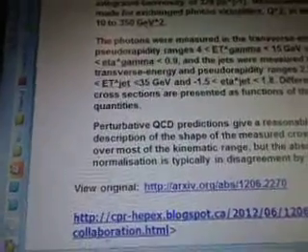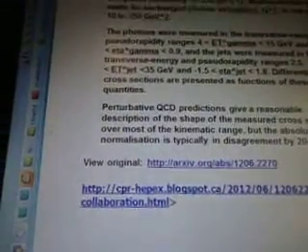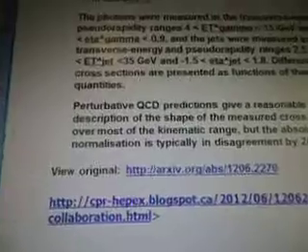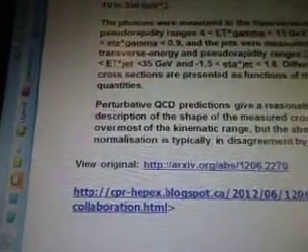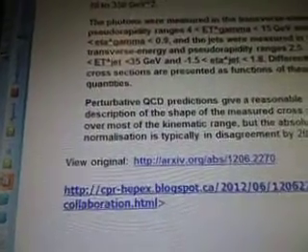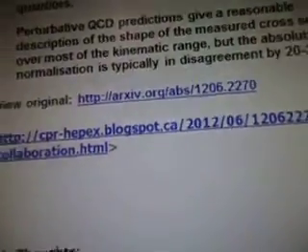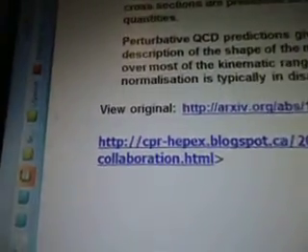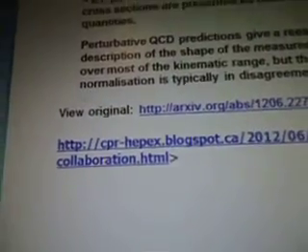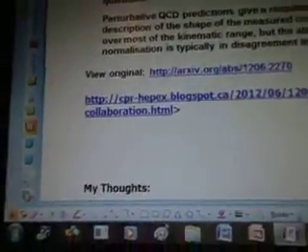Differential cross sections are presented as functions of these quantities. Perturbative QCD. That's a keyword. QCD comes up a lot. Predictions give a reasonable description of the shape of the measured cross sections over most of the kinematic range, but the absolute normalization is typically in disagreement by 20 to 30%. So there's the original documentation on that link, and here's the cpr-hepex.blogspot.ca. That's where I found it. Okay? Thank you very much for blogging that.